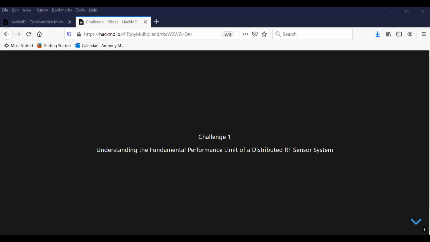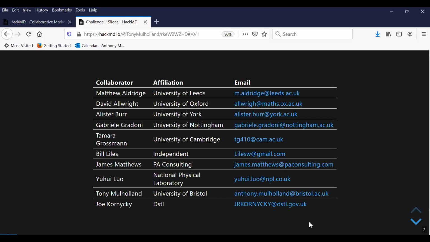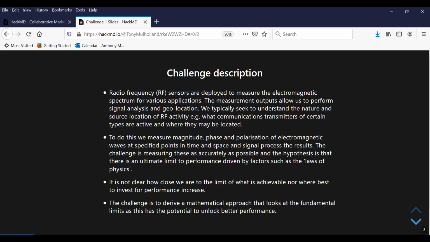I'll introduce the teams. Let me see if I can just get the controls to work here. So I'll introduce the team that's before you. We had Joe Kernicki from DSTL and James Matthews from PA Consulting, who were the adult supervision in the room. The rest of us you can see there. I'll kick off, then hand over to David Allwright, who will hand over to Alistair and bring it back to myself. So let's remind ourselves about the challenge description.